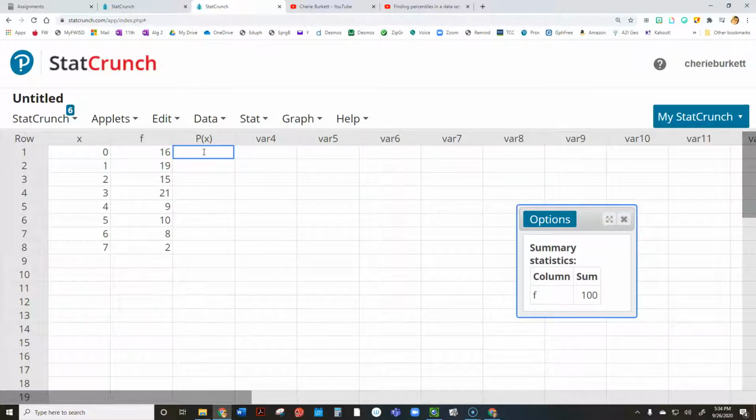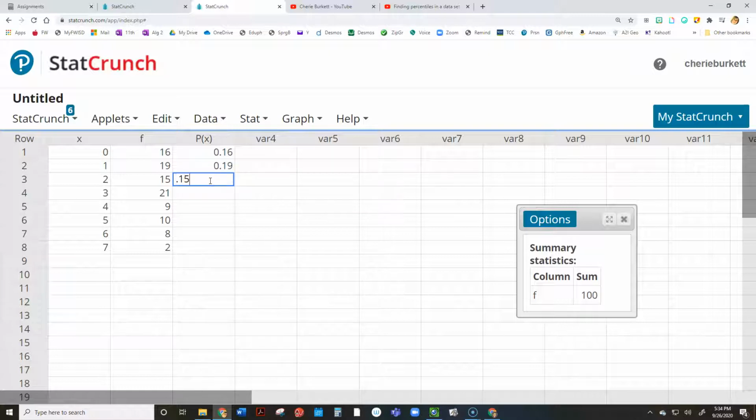And I'm going to put that decimal value right there, 0.16. That's going to be 0.19. That's going to be 0.15. It's going to be 0.21. It's going to be 0.09. It's going to be 0.10. I don't think it'll keep the 0. 0.08 and 0.02. And this is going to be our probability distribution. So the x values right here, and p of x, that's going to be our probability distribution.